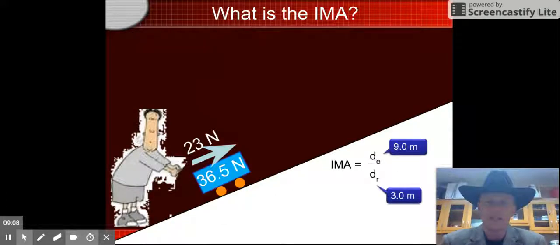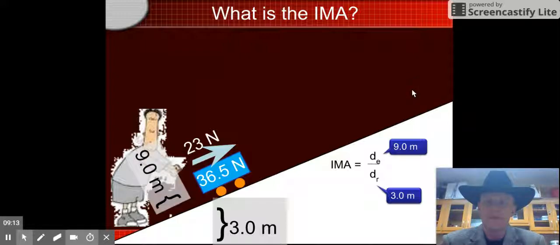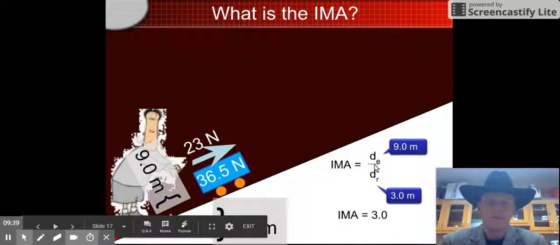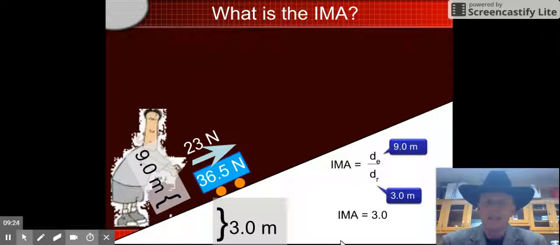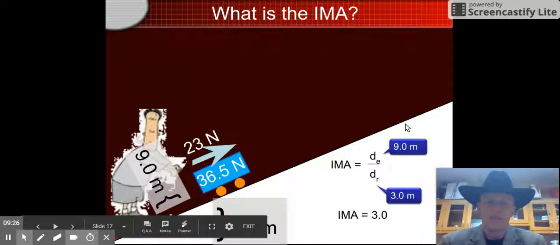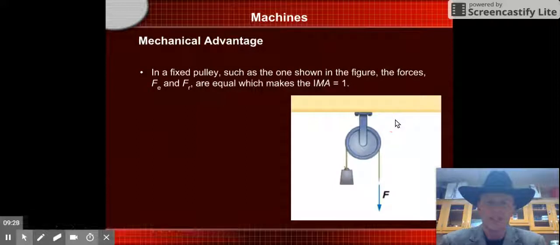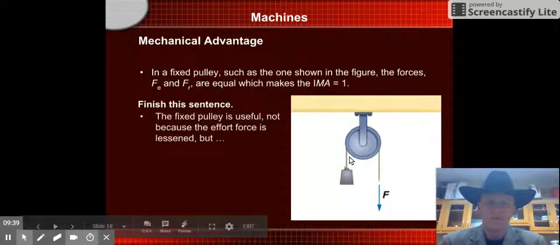Now, what about this? There's some friction going on here in this problem. If we lifted that cart up 3 and moved it 9, then divide those 2, we get 3. So the ideal mechanical advantage is when you divide the distances, where the mechanical advantage is when you divide the forces. And the last time we had like 1.6. So in a fixed pulley, such as the one shown here, the two forces in the problem are equal, which makes the ideal mechanical advantage 1.